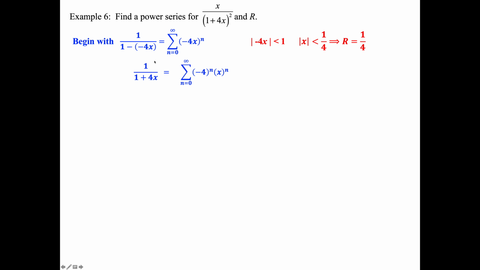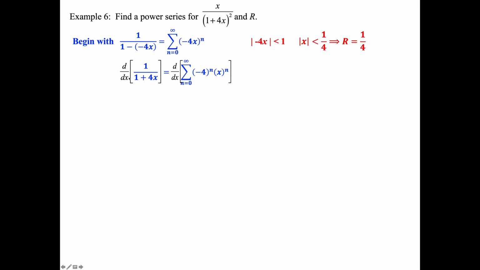All right, so 1 over 1 plus 4x is equal to the summation of n equals 0 to infinity of -4 to the n power times x to the n power. So I'm just breaking this down. Now remember, our original had an x up in the numerator. We'll take care of that once we get there. We're just trying to set up the 1 over 1 plus 4x to get it to be 1 over (1 plus 4x) the binomial squared, and then we'll figure out how to get the x in there.